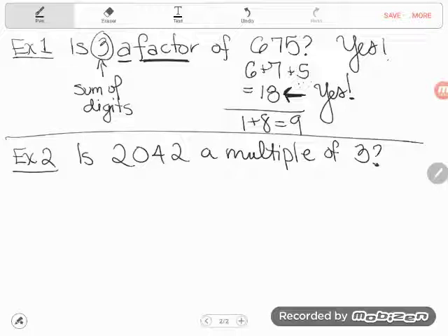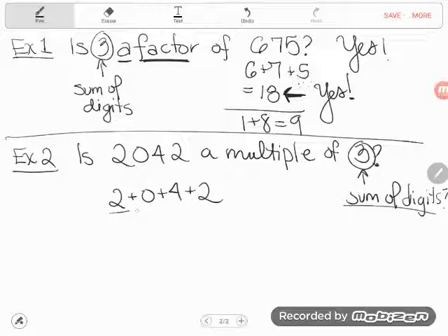Okay, so that being said, I could check this by division, or I could use my lovely divisibility trick, which is a sum of digits trick. I don't like long division, do you? So I'll do a sum of digits trick. Let's add up the digits real quick. 2 plus 0 is 2, plus 4 is 6, 7, 8, I get 8. Is 8 on the 3 times tables? Of course it's not, and so neither is 2042. Is 2042 a multiple of 3? Absolutely not.